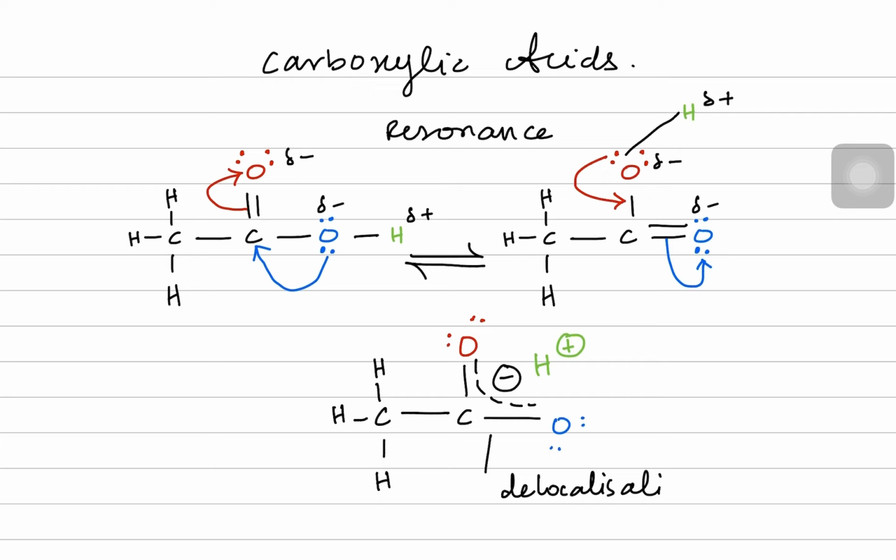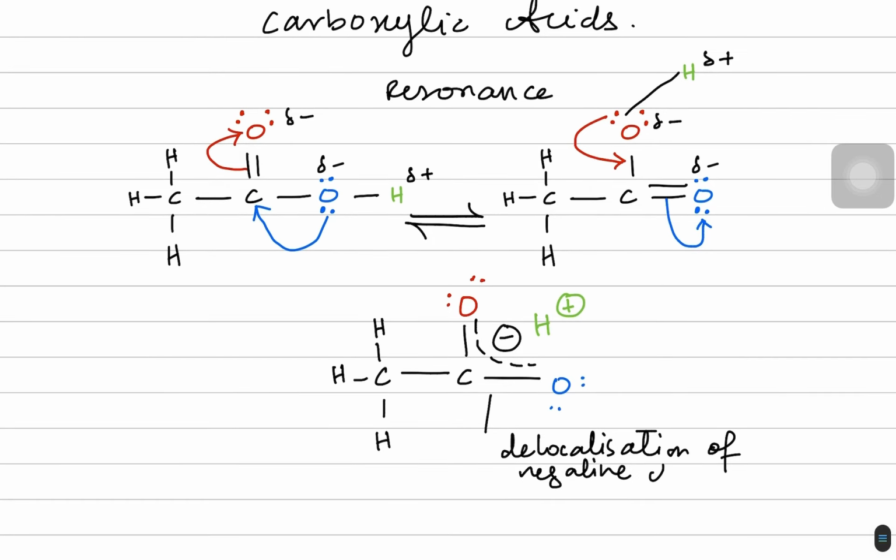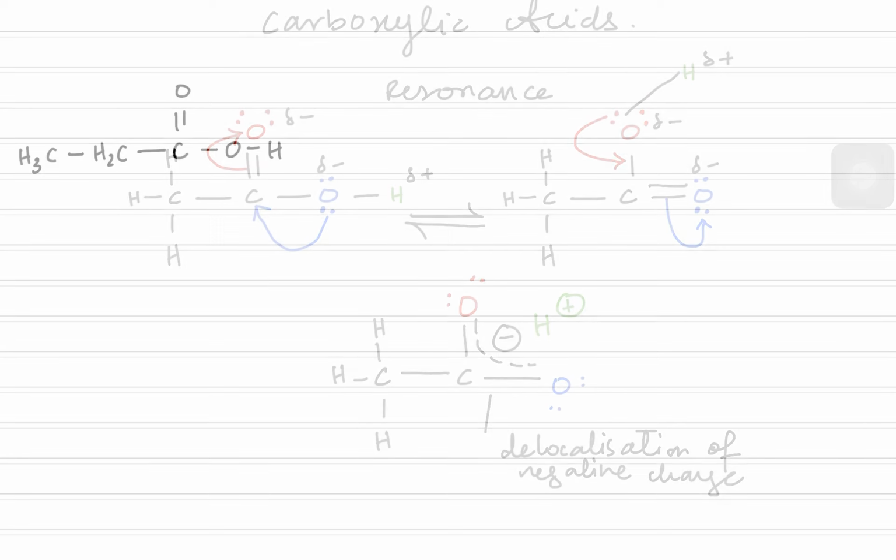So you can see that there is a delocalization of pi electrons on the carboxylic functional group. That is why it easily dissociates and releases the H+.